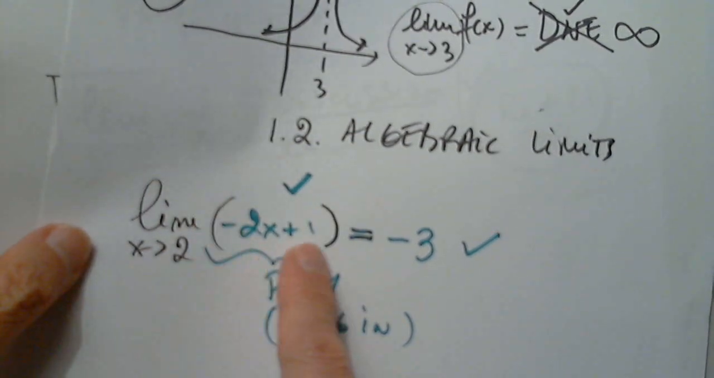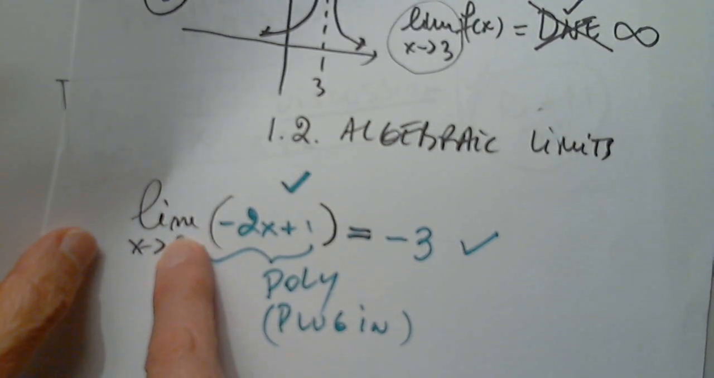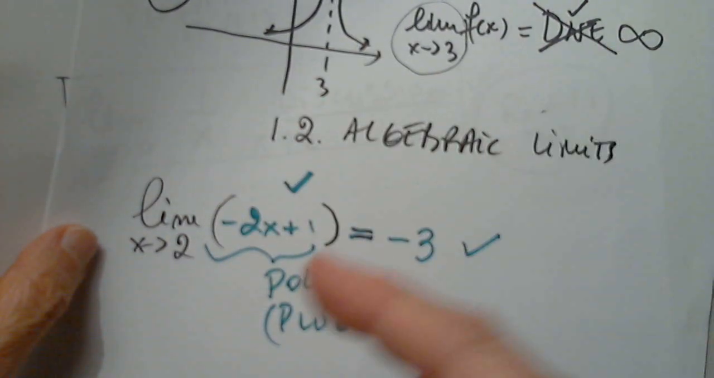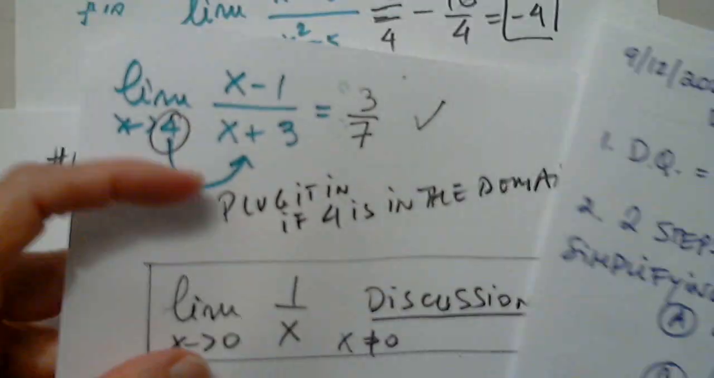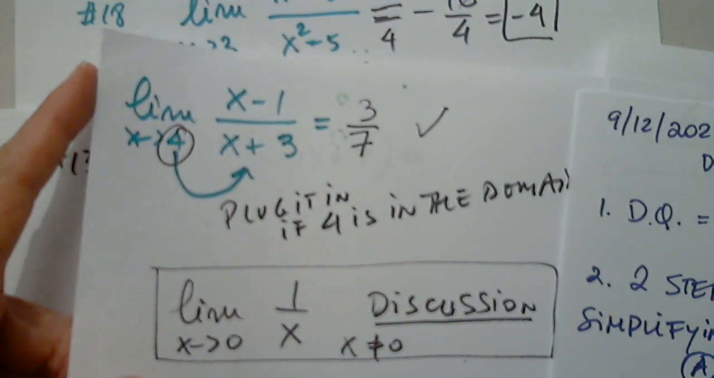When we deal with a polynomial, whatever number I have here, it will always be in the domain, because the domain of polynomials is everything. So we plug it in. We have to be careful with rational functions, because if I have here negative 3, it's a different story. And this is a discussion that we have to have soon.